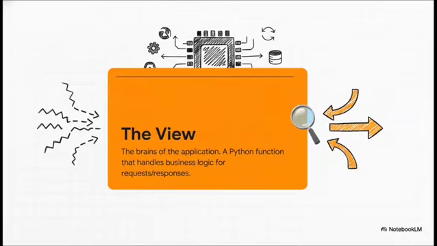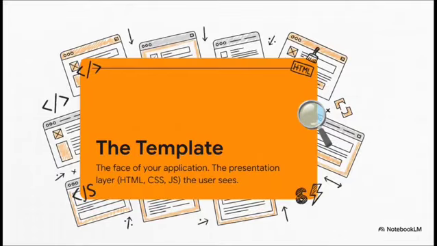It's the central command center. And finally, there's the template. This is the face of your application. It's what the user actually sees and clicks on. This is your presentation layer, your HTML, CSS, and JavaScript that controls how everything is displayed.